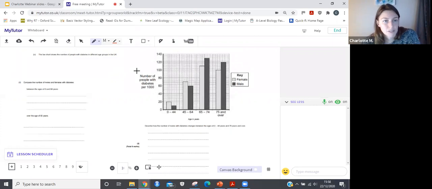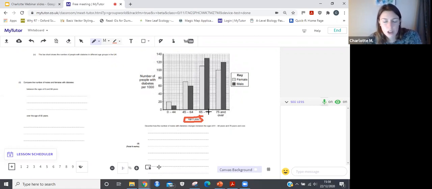So here, I'll read this out. The bar chart shows the number of people with diabetes in different age groups, which you probably worked out from looking at the graph. Before we even get to the question, with graphs, I always recommend making sure that you understand the axes, the units, and any patterns that that graph shows. So on our x-axis, we've got age in years, and we can see that's in several categories. So age 0 to 44, 45 to 64, 65 to 74, and 75 and over.